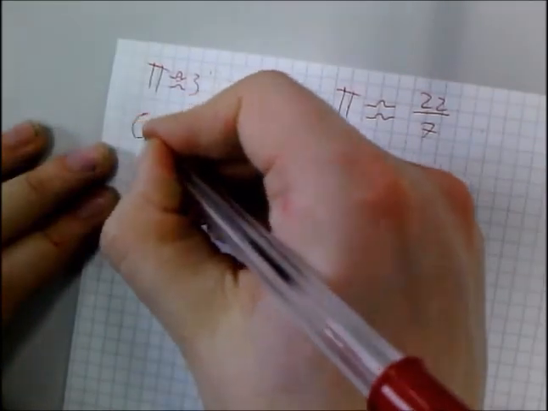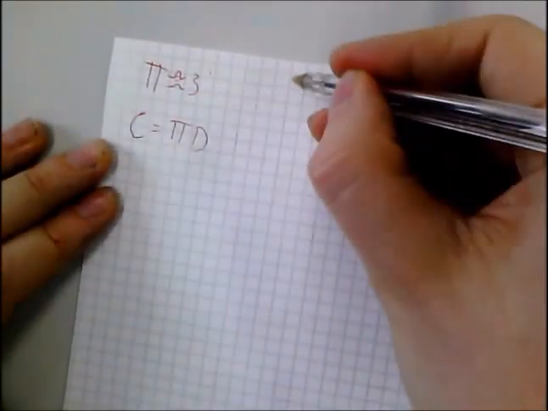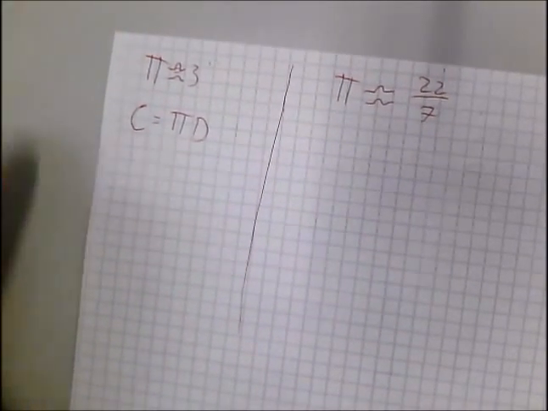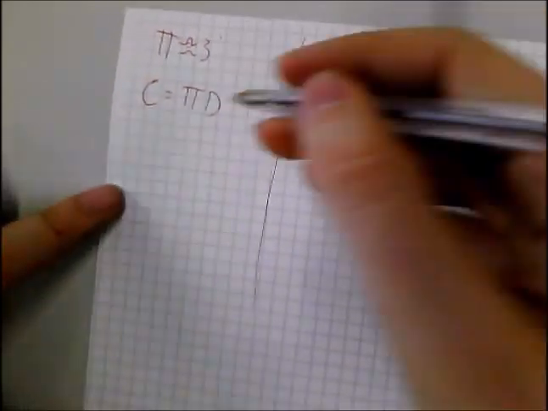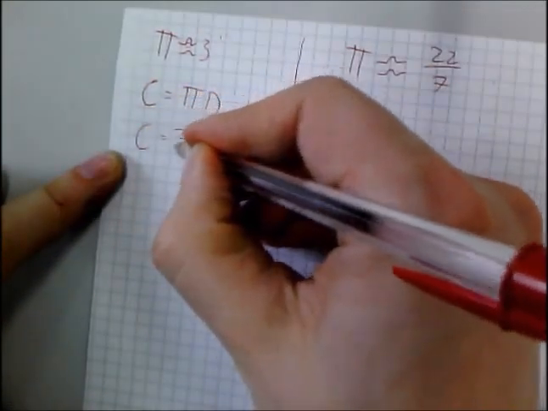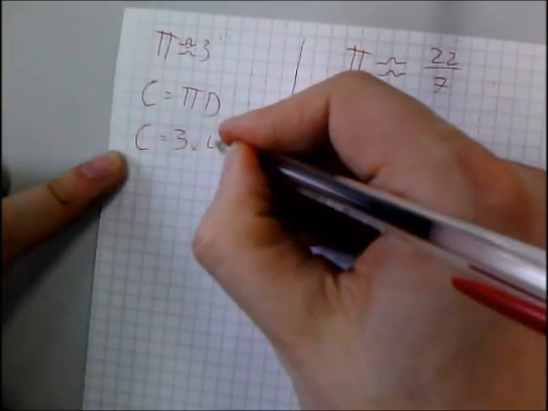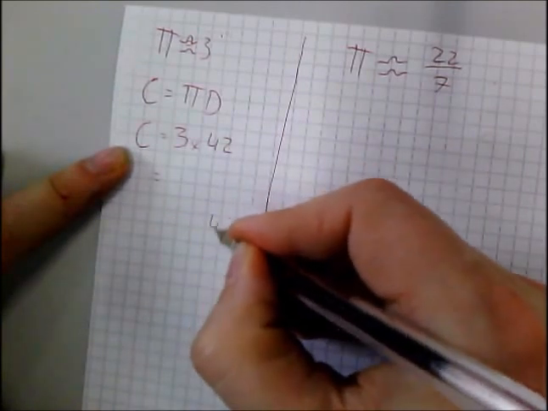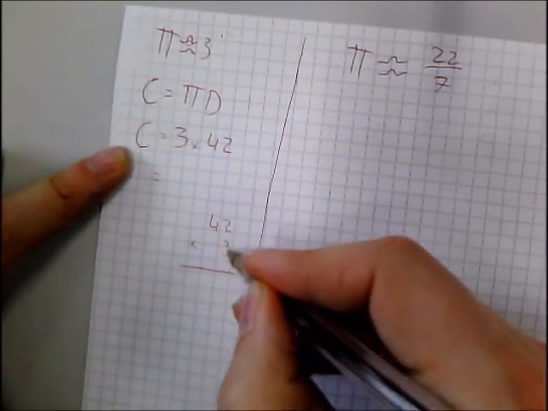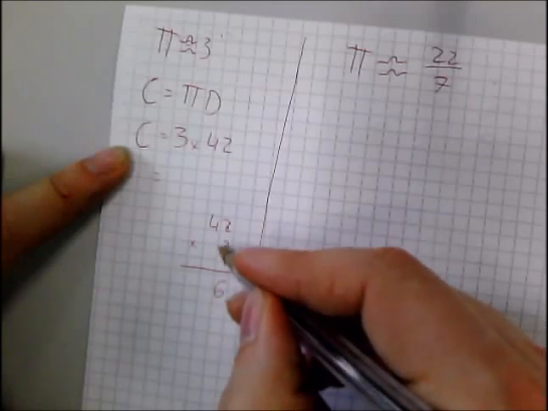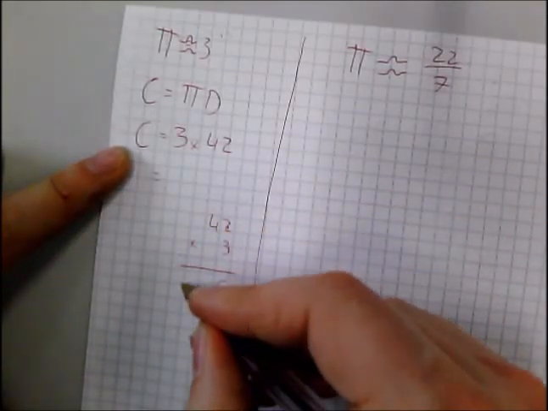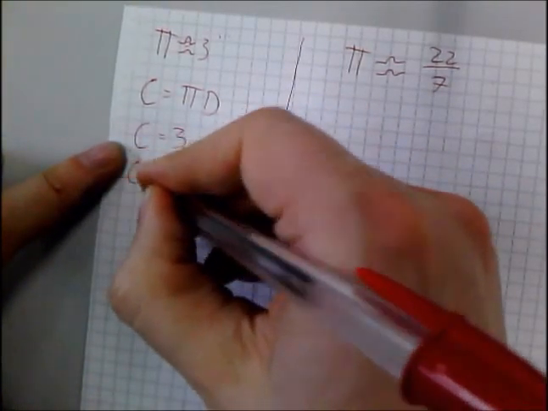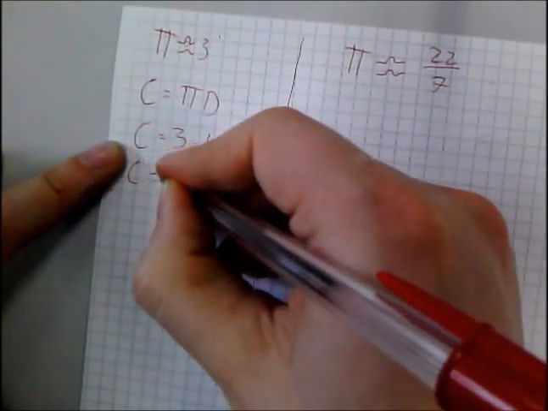So, using C equals pi d, using pi as a value of 3, I've got the circumference is equal to 3 times the diameter, which was 42. If I need to, I can very quickly do a sum here. So 42 multiplied by 3. That's 3 times 2 is 6, 3 times 40 is 120, so 126. So the circumference is 126 centimeters approximately.